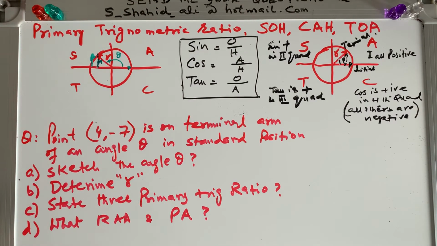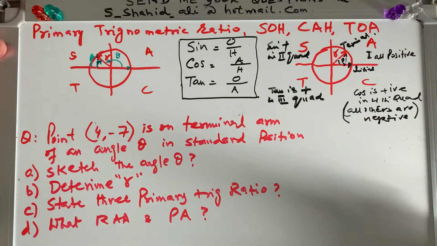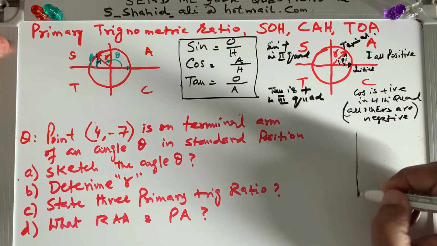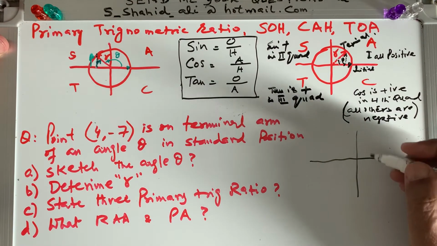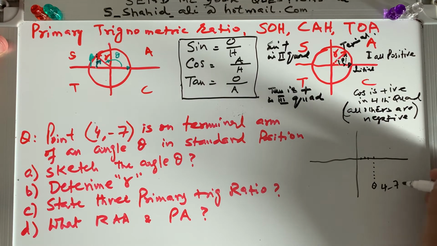So this question consists of four parts, but they are all easy to solve because we learned everything regarding the point, the terminal arm, the theta, the beta, and all those things, right? So I will start with drawing this because we have to sketch the theta. I have a point given, (4, -7): 1, 2, 3, 4, and 1, 2, 3, 4, 5, 6, 7. (4, -7) is my point, right?